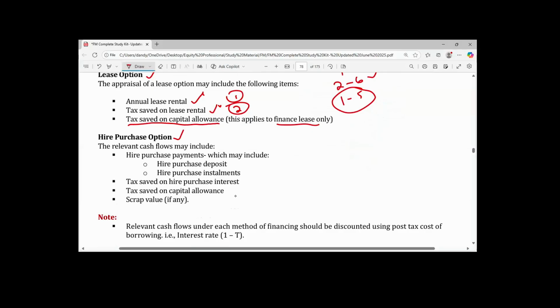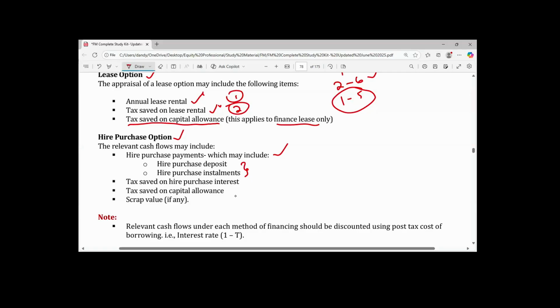The first thing that you are going to consider under hire purchase is the hire purchase payment. This hire purchase payment is divided into 2: the initial deposits as well as the hire purchase installments. Those are the 2 items that make up the hire purchase payments. Now, the third item you are going to consider is the tax saved on hire purchase interest.